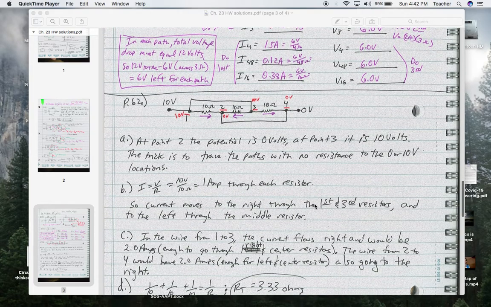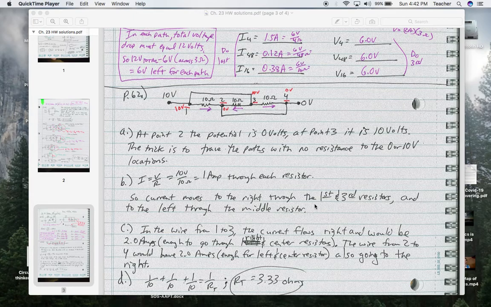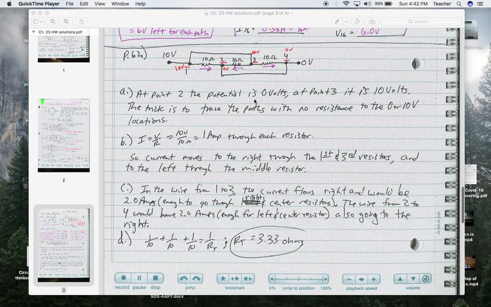62 I like a lot. It is sneaky, sneaky, sneaky. So at point 2, it's basically asking for the potential at points 1, 2, 3, and 4. So at point 2, the potential is 0 volts.